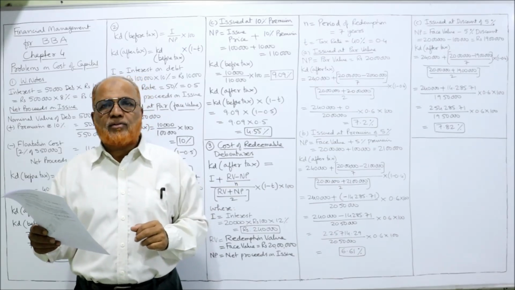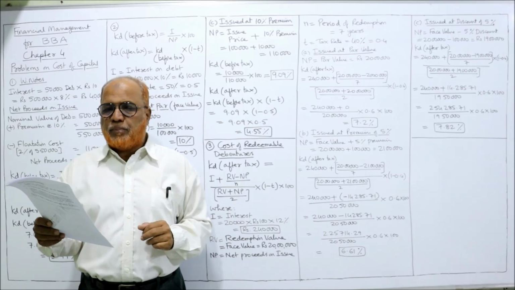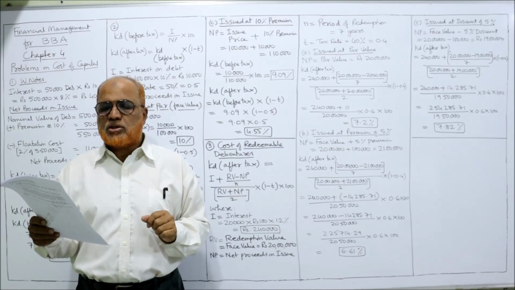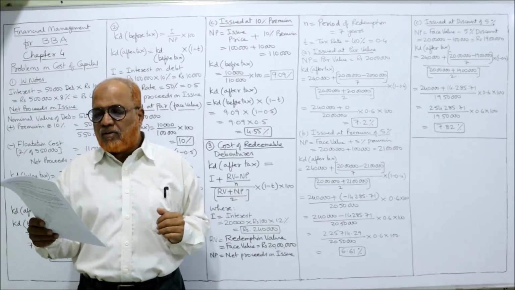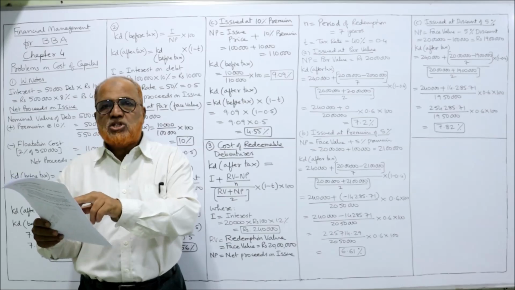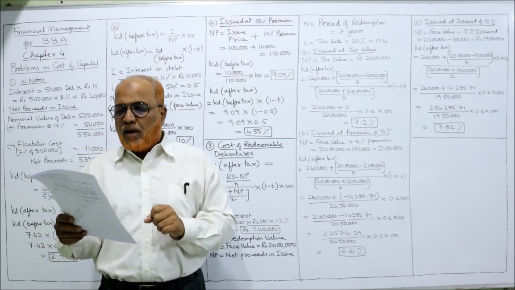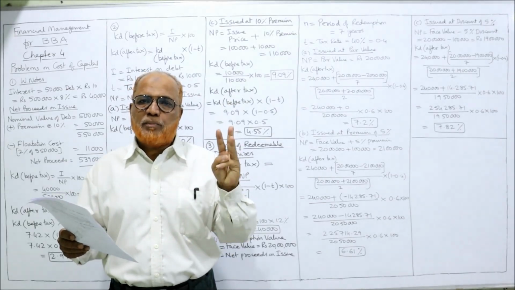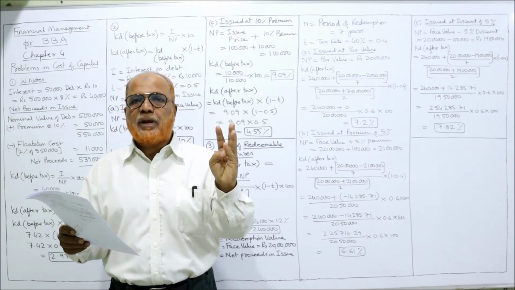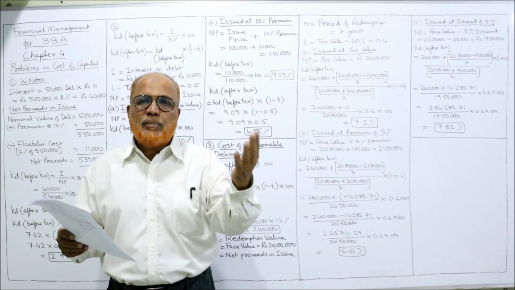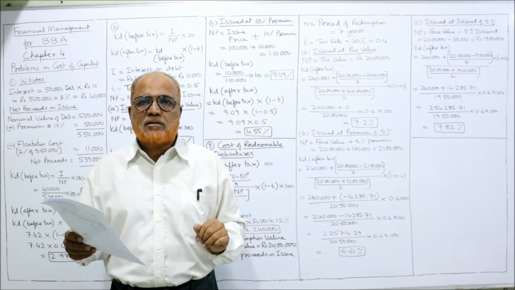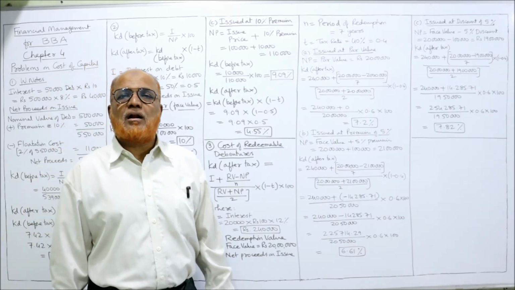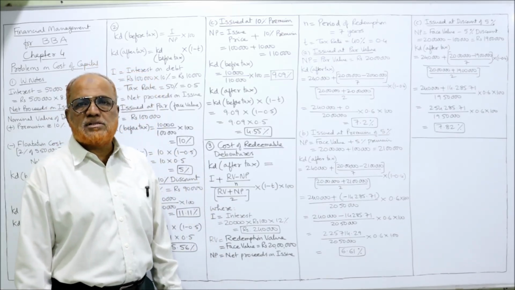12% is the rate of interest. Tax rate 40%. Compute cost of redeemable debentures under the following situations. First situation, issued at par value. Second situation, issued at premium of 5%. And third, issued at a discount of 5%. So again, just like the previous problem, three situations: par value, then premium, then discount. Remember, premium will be added, discount will be subtracted. No flotation cost. The only new point is the debentures are redeemable after 7 years.